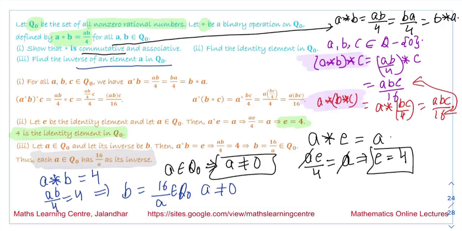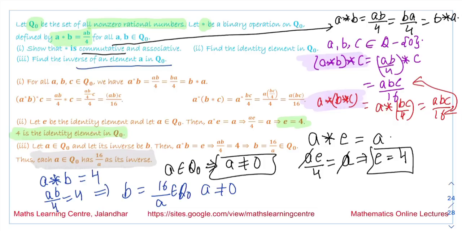Next, let A is equal to N cross N. Now the elements of A are of the form A comma B, where A and B are natural numbers, so they are in the form of ordered pairs, and star is the binary operation defined like this: the ordered pair A B star C D is equal to A plus C comma B plus D.